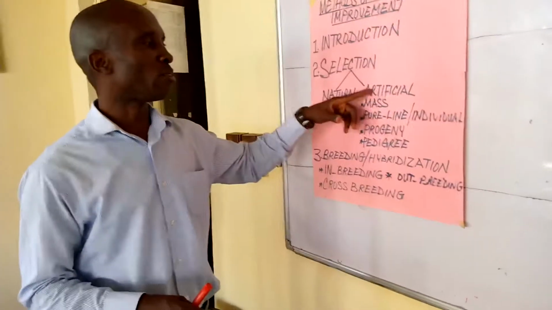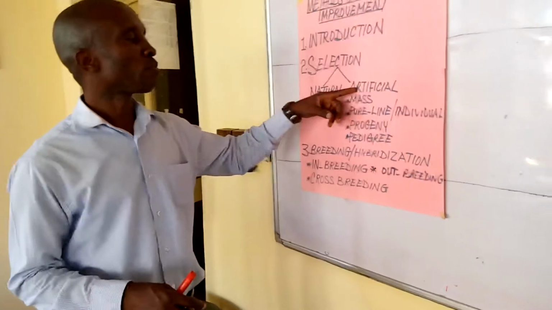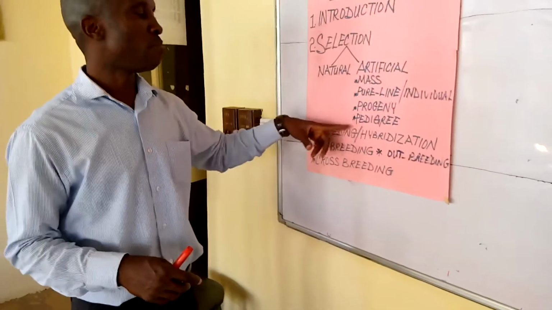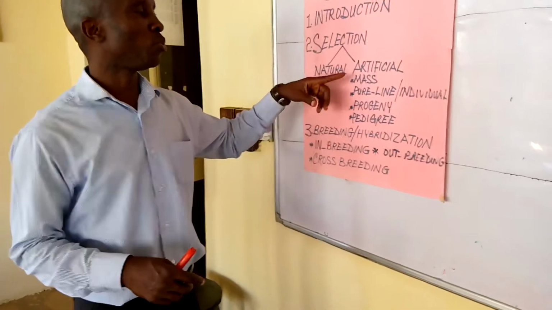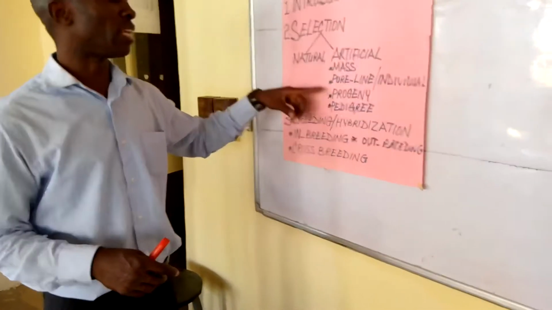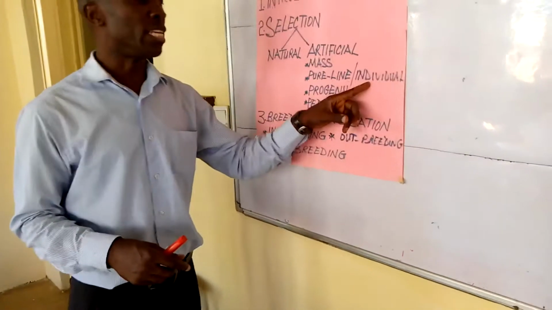The artificial methods of selection include mass selection, pure line selection, progeny selection, and pedigree selection. Pure line selection is also called individual method.